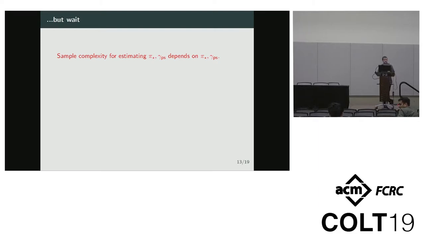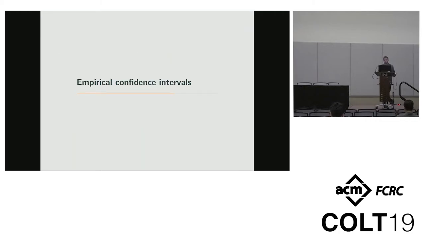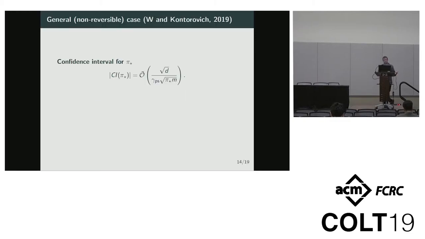But wait, all of these sample complexities depend on the parameters you're trying to estimate. So it still doesn't give you a stopping condition on when you've managed to successfully learn them. Yeah, I have to show you this picture. And the solution here is to construct data-dependent intervals instead. So we've designed such intervals that are fully data-dependent. They don't depend on anything that you don't know. I won't show you the intervals themselves. You would go out of the room, but this is how they behave asymptotically, okay?